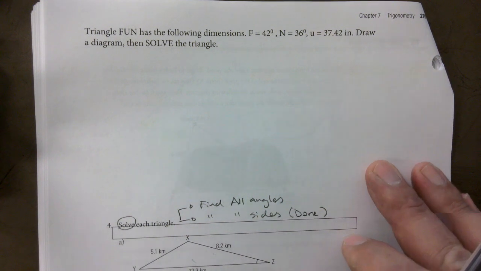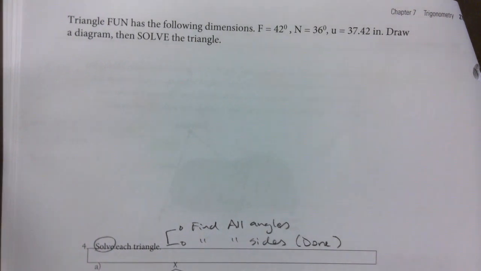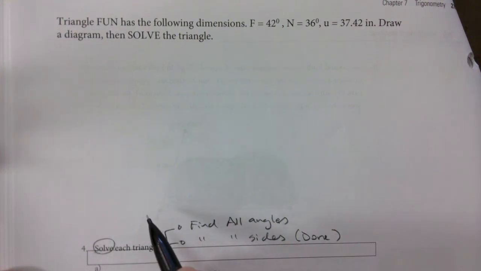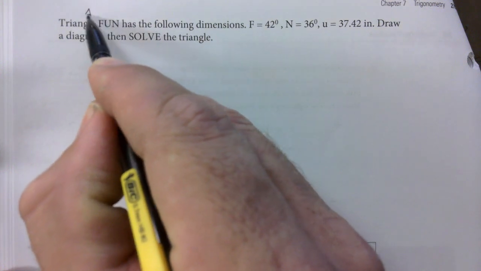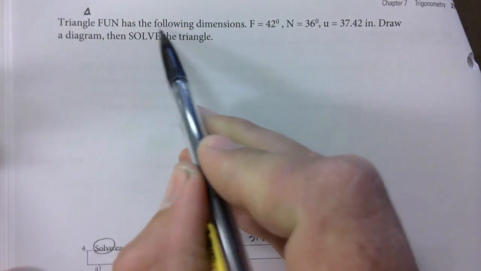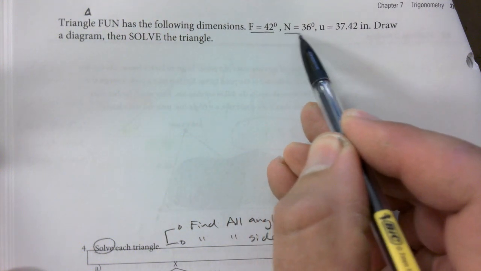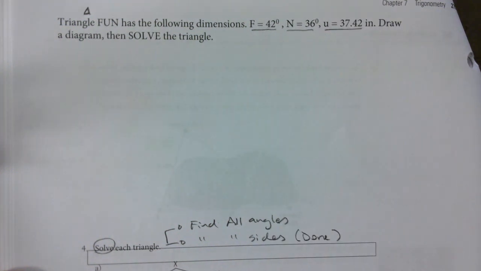I don't need you to draw it to scale. I don't even need it to look like it should. As long as you have a triangle with the information where it's supposed to, you're golden, right? Okay, you're following? You should write this down. Triangle fun, sometimes we use this symbol, has the following dimensions: an angle, another angle, a side. Draw the diagram, then solve the triangle.